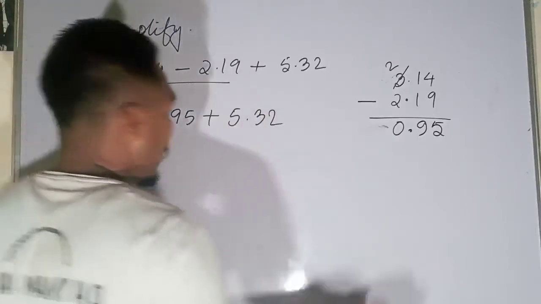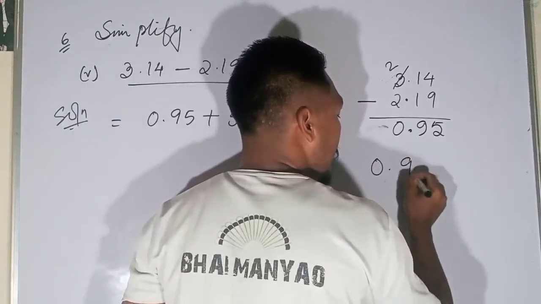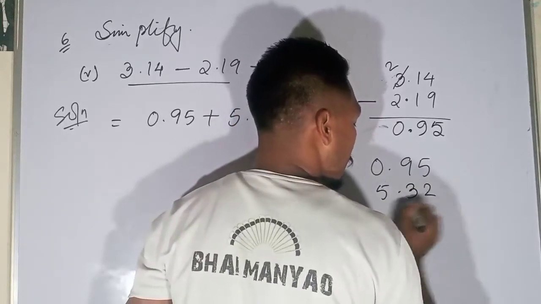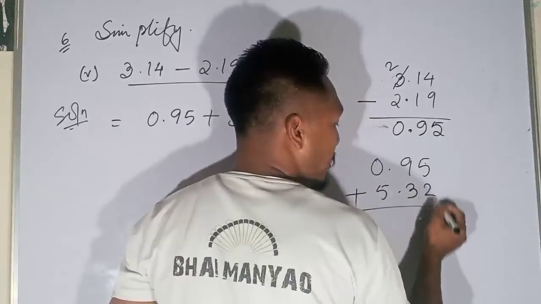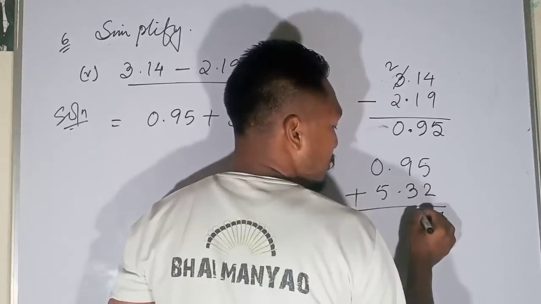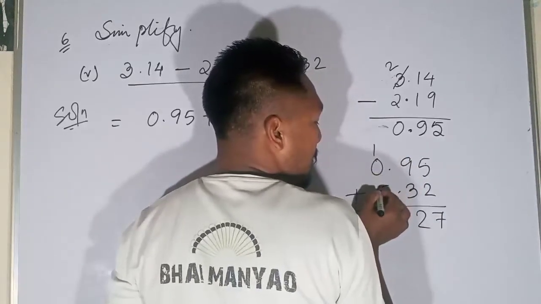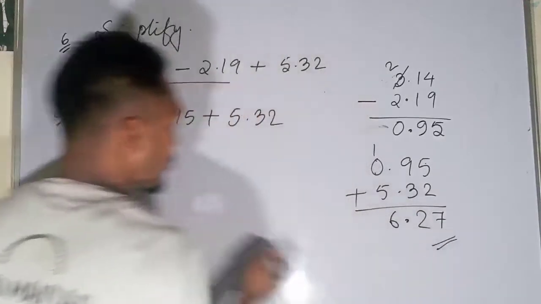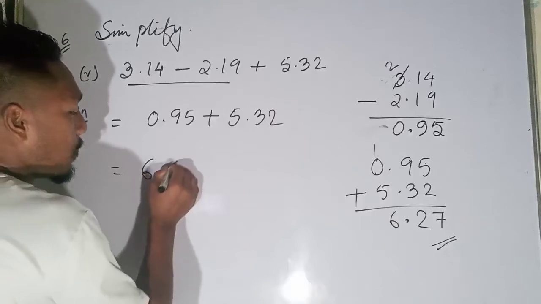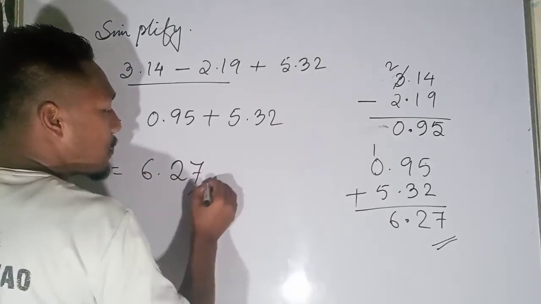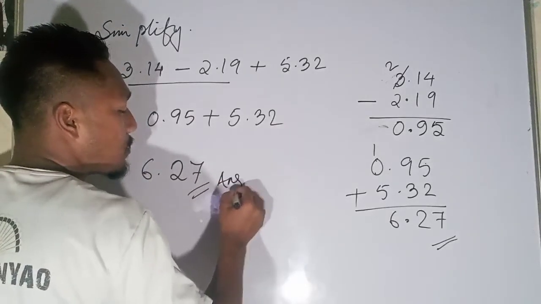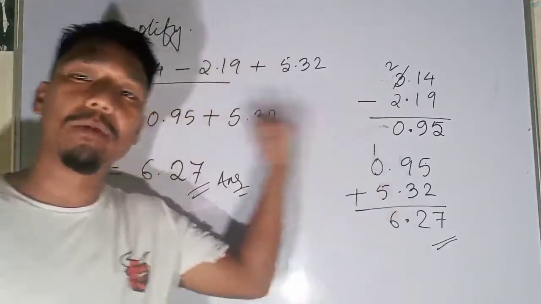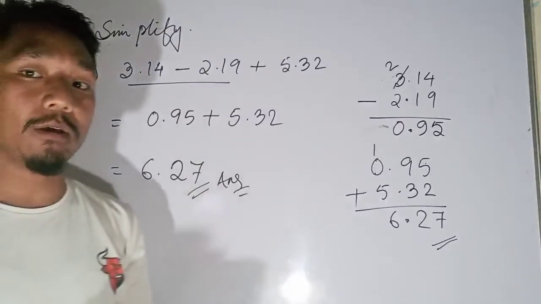Plus 5.32. Now again, 0.95, again 5.32. So add these two numbers. 5 plus 2 is 7, 9 plus 3 is 12, carry 1. 0, 5 plus 1, 0 plus 1 becomes 6. What is the answer? The answer is 6.27. We can do it in this method also, or the previous method. Whichever, it is the same.